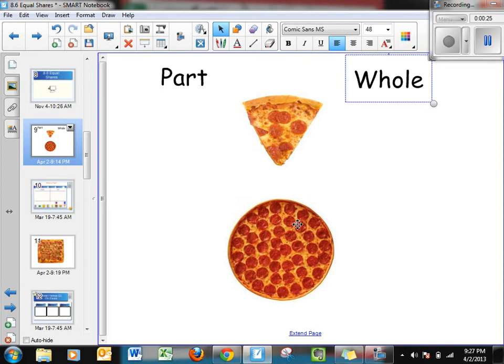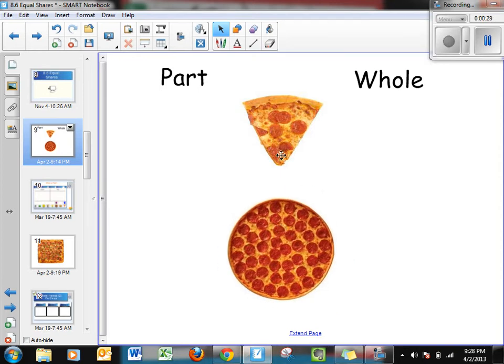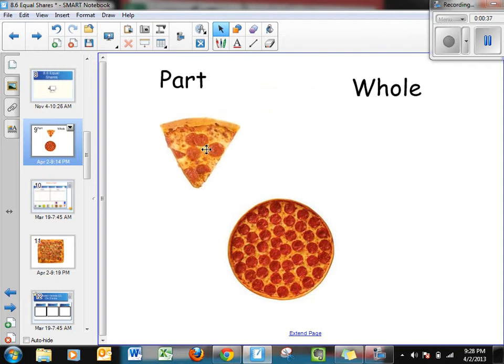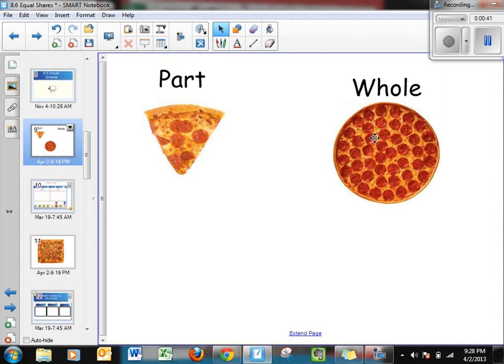You can see here I have two pictures of pizza. I have a complete pizza that has not been cut. You can see I have a slice of pizza. Now if I wanted to tell you which word names which picture, I would put this slice of pizza underneath part. I would put the uncut pizza or the entire circle pizza underneath whole.